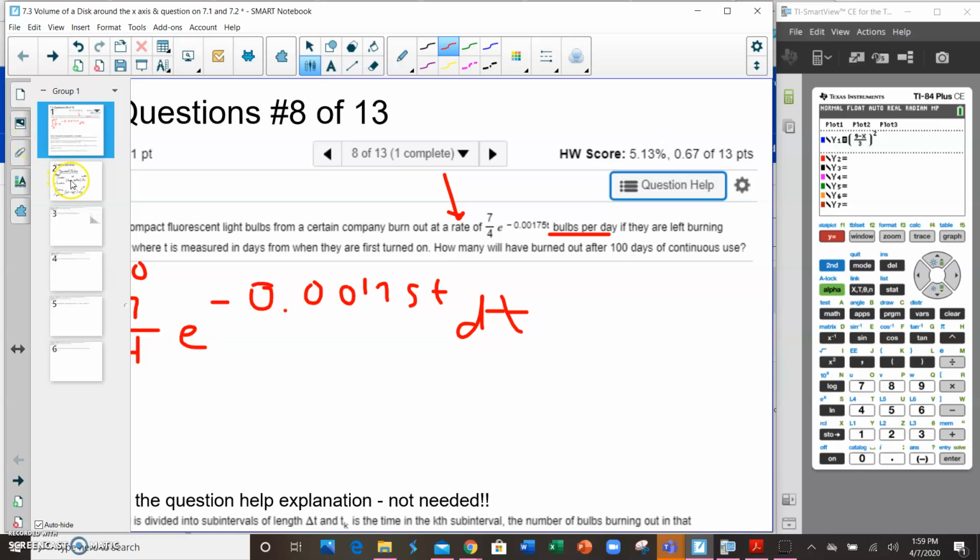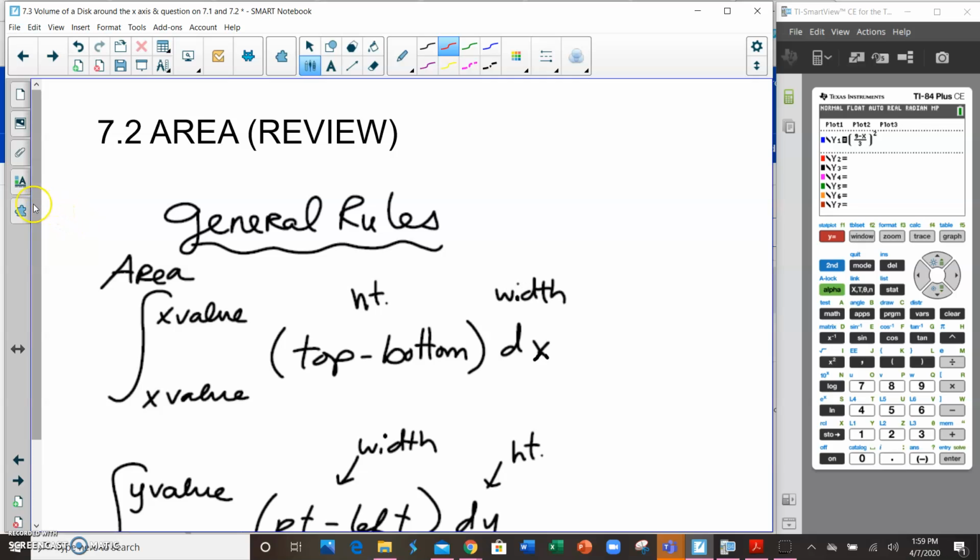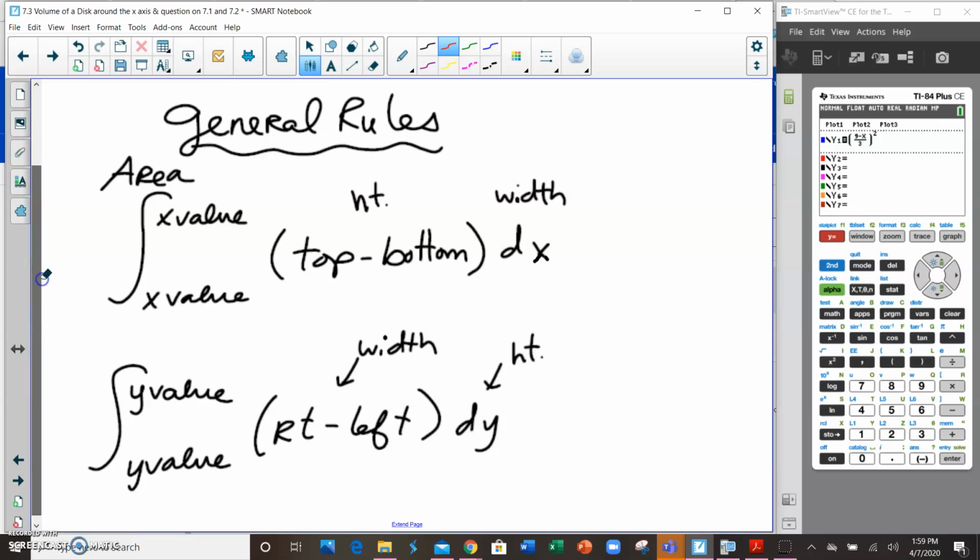Next, just a quick review of 7.2. When you're looking at general rules for 7.2, which is area, there are two ways to do it. Area is base times height for a rectangle for most things. So when you're looking to find the area, you simply integrate the height, the top minus the bottom. The outside part is dx. So this is your height, this is your width, and those are x values because this is a dx.